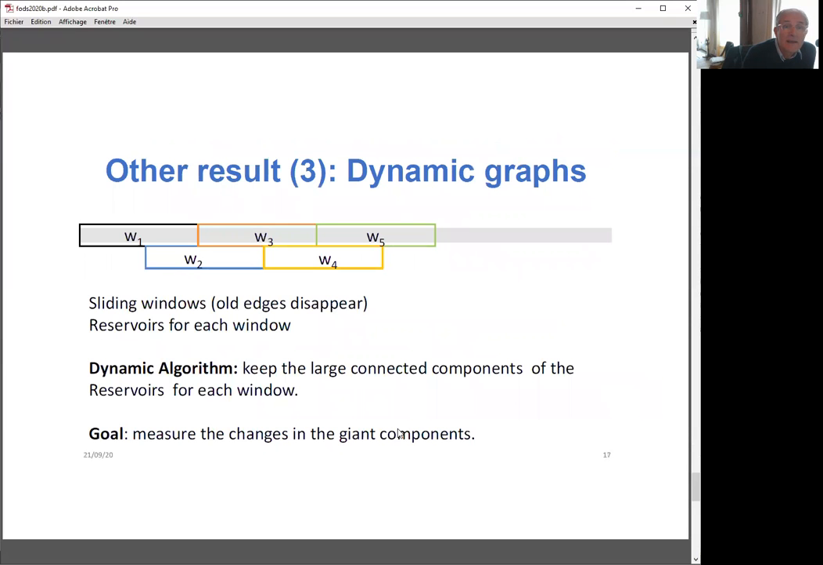Okay. And then the next generalization is the generalization to dynamic graphs. We're going to take sliding windows, and generalize the result.